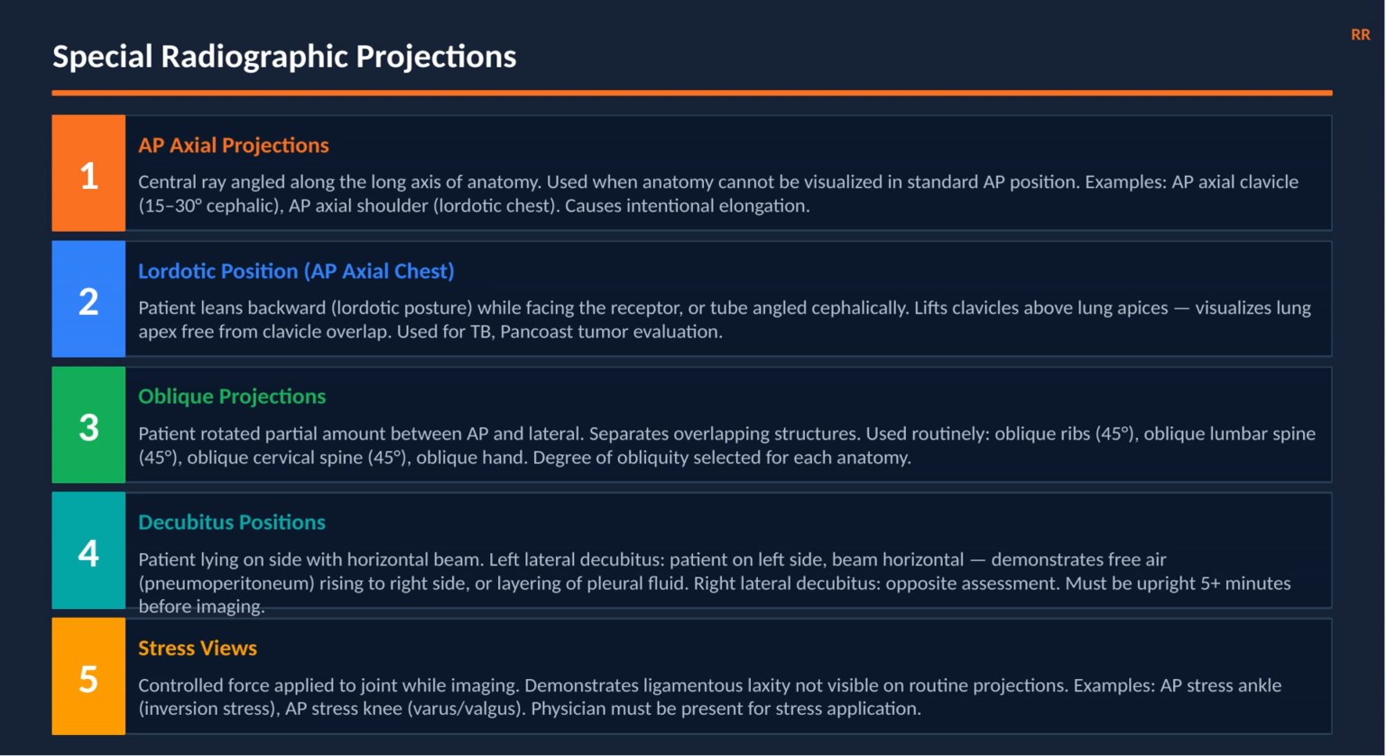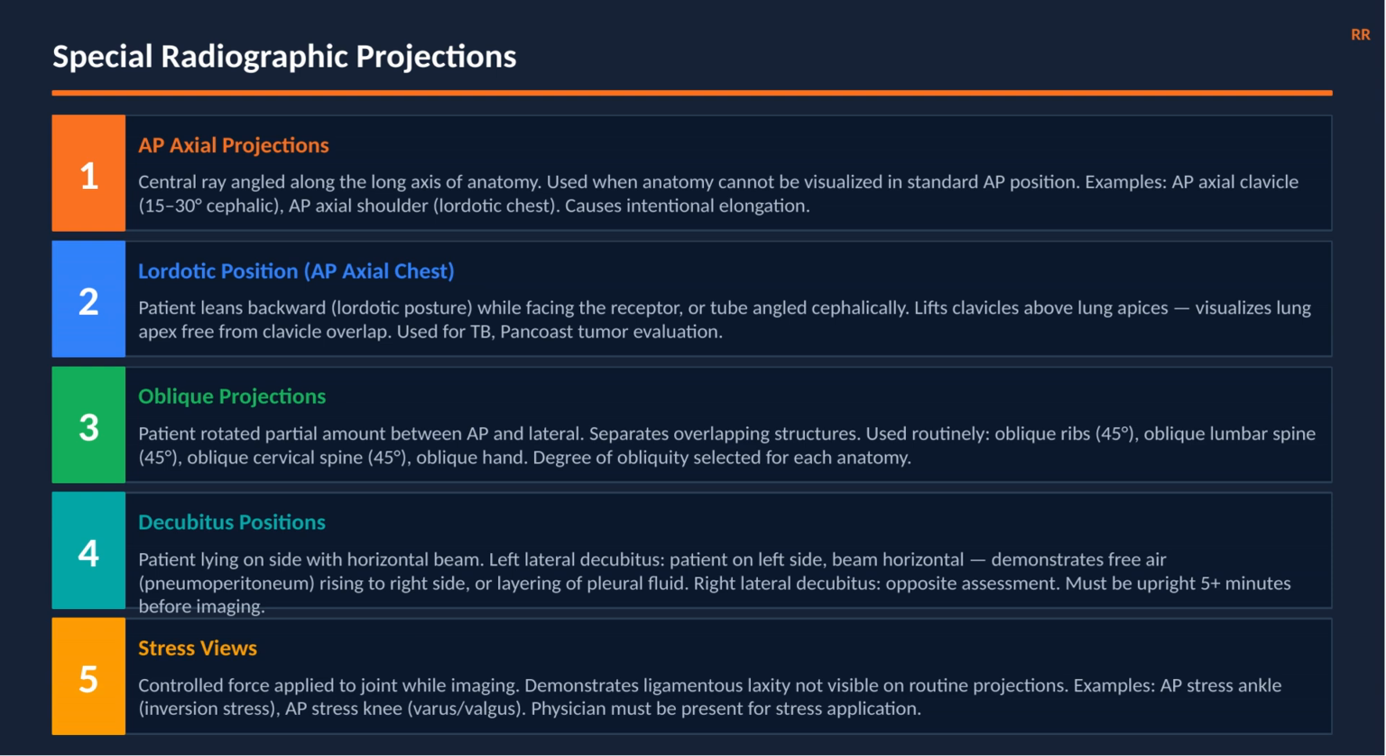Oblique projections. Patient rotated a partial amount between AP and lateral, separating overlapping structures. Standard for oblique ribs, oblique lumbar spine, oblique cervical spine, and the oblique hand. The degree of obliquity is specific to each anatomical region.